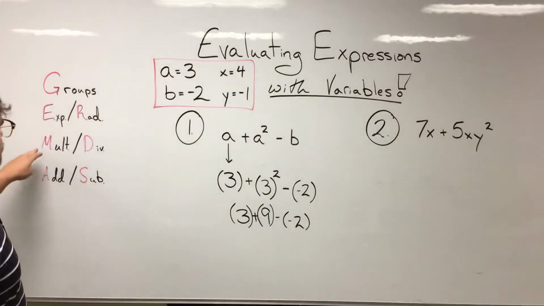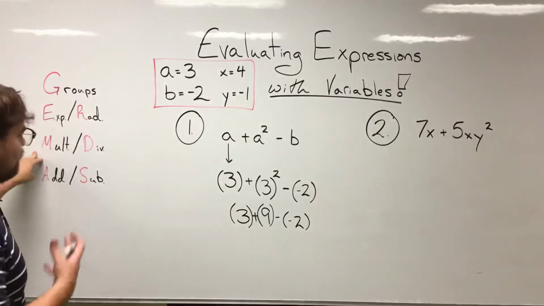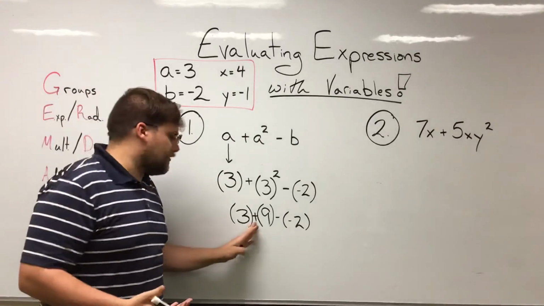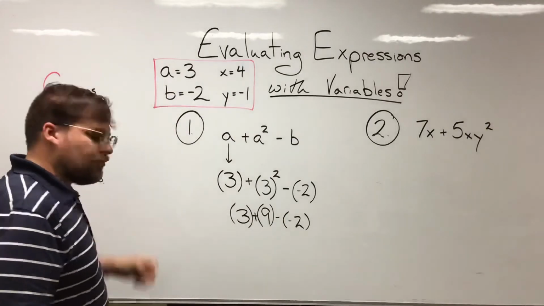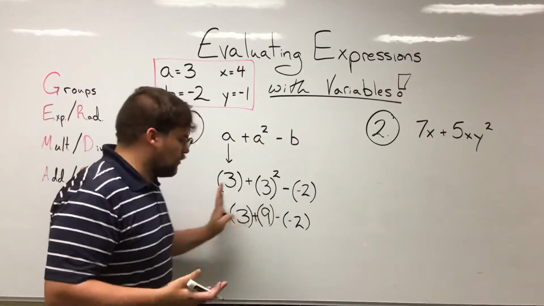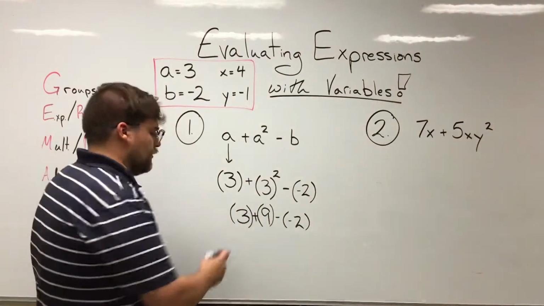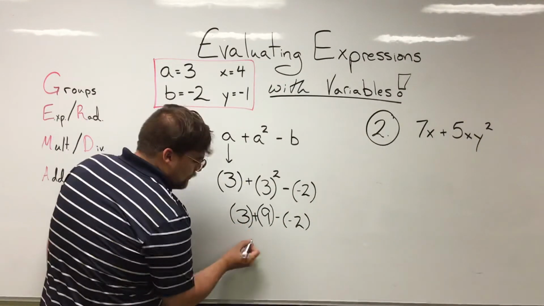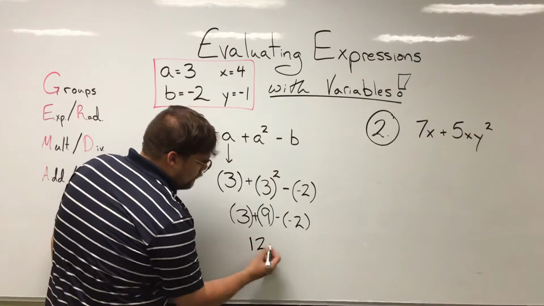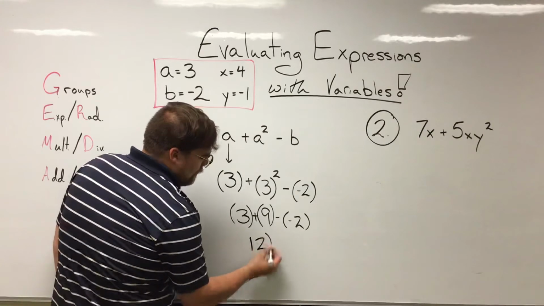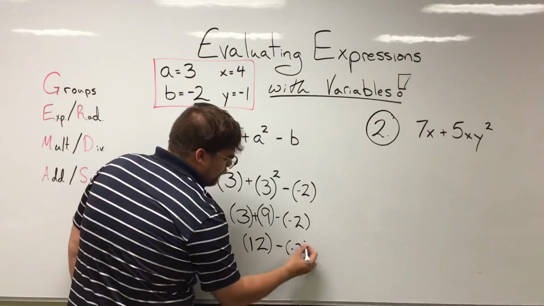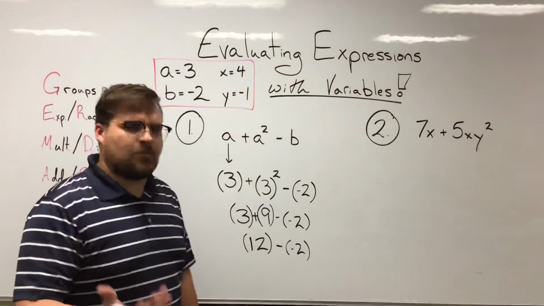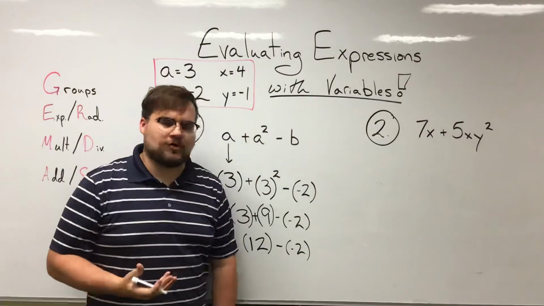And finally, we're able to move on to multiplication and division. We don't have any of that though, we just have some addition and subtraction. So we can move on to our final step, working left to right. 3 plus 9 is going to get us 12, and then we have minus negative 2. What's going to happen when we subtract a negative 2 though?